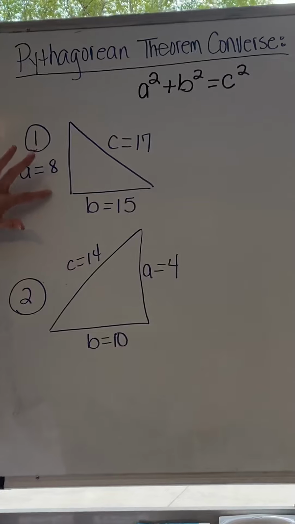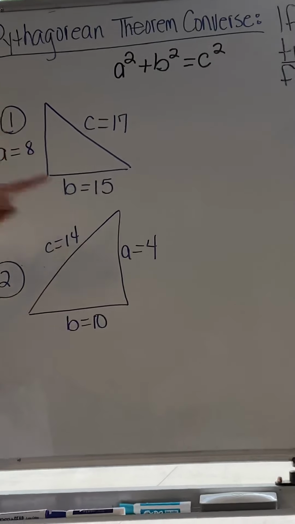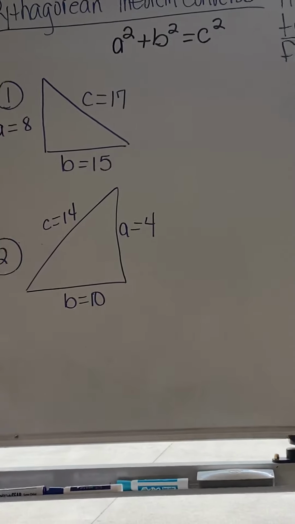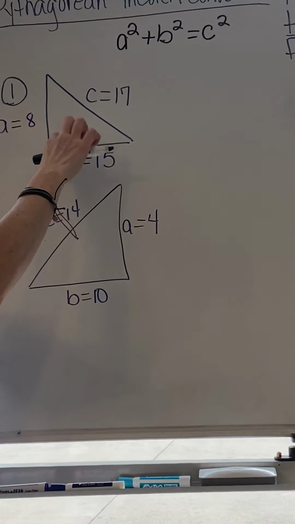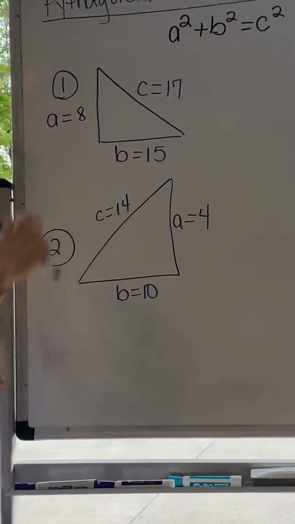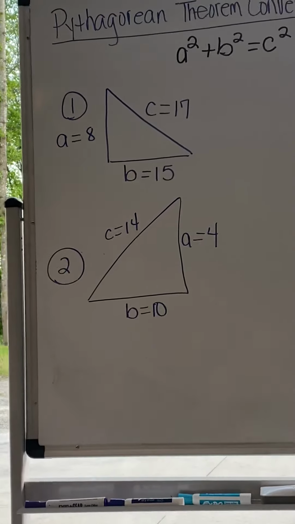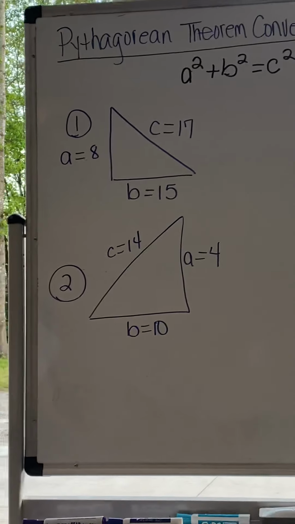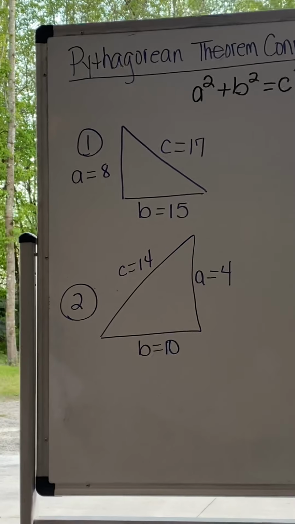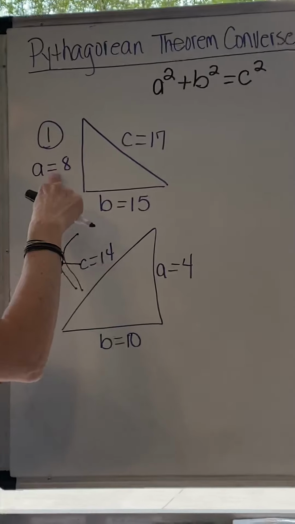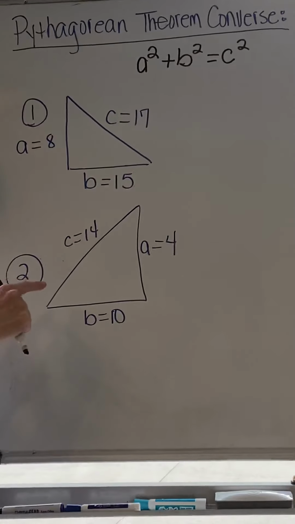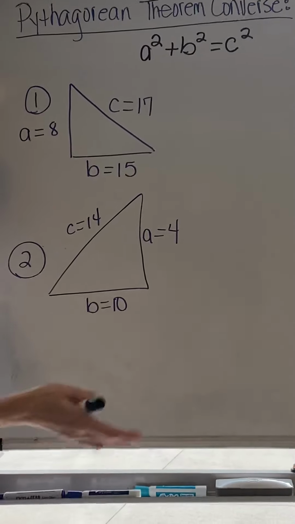side. If you look at number one, we're not missing any sides, but what we are missing is that little square right here that proves this is a right triangle. We don't know that this is a right triangle. It looks like it is, but we have to put it into the Pythagorean theorem to see for sure. So I'm going to drop each one of these numbers into the Pythagorean theorem, and I'm going to work it out and see if it's true.